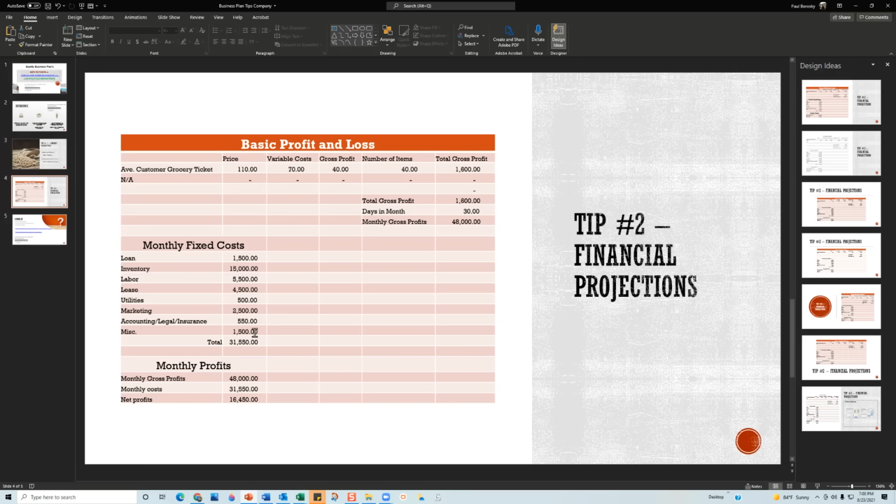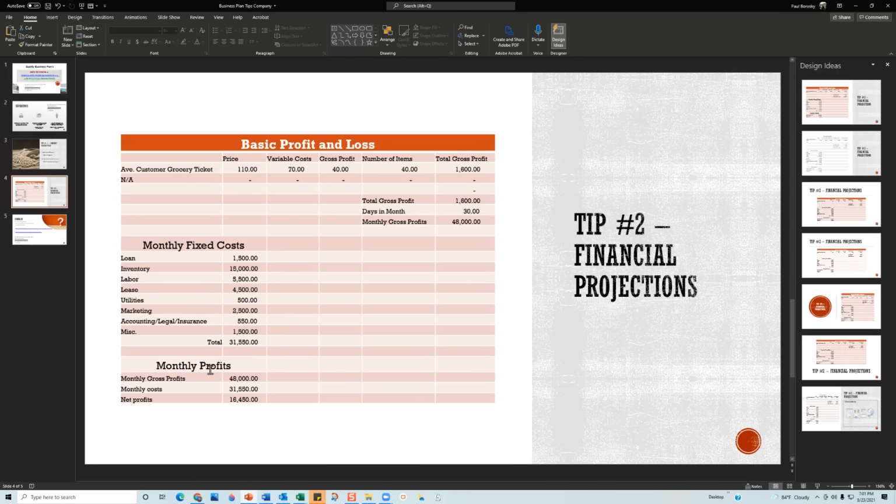And then the miscellaneous, the wonderful catch-all. Unfortunately, every business that's ever been in operation, that'll ever be in operation, on a monthly basis, you're going to run into costs that you just don't expect to the penny. That is where the miscellaneous is going to come in. That's going to be your rainy day fund. For this example, we're going to set aside $1,500 a month for it. The next step is we're going to total up all of our monthly costs. In this example, it is $31,550.